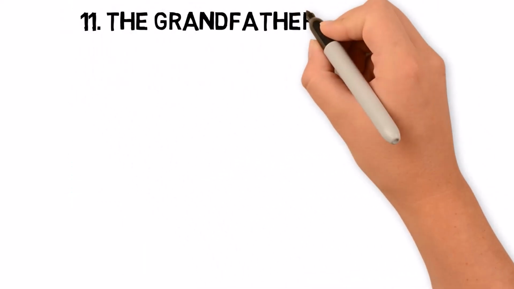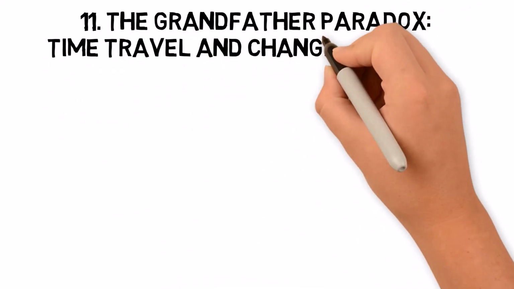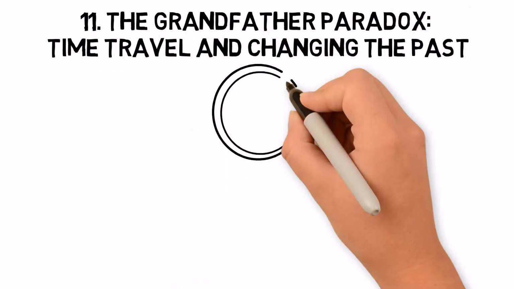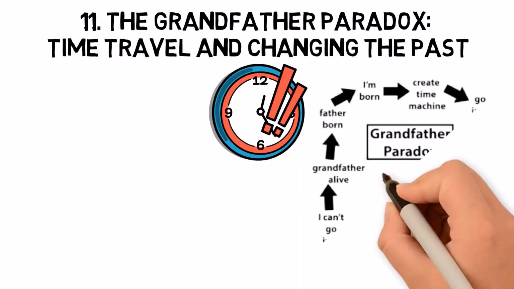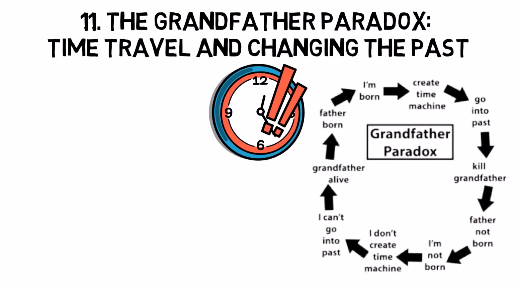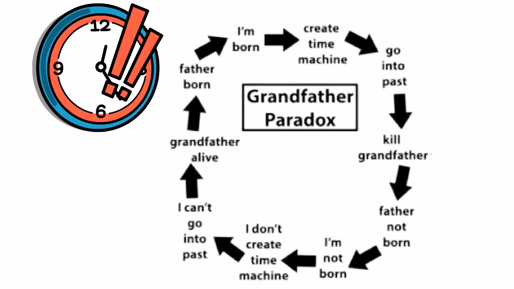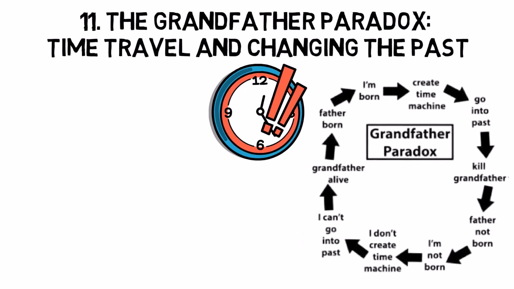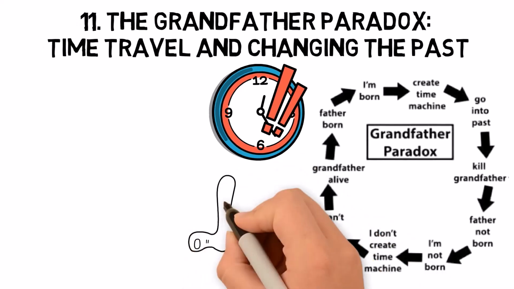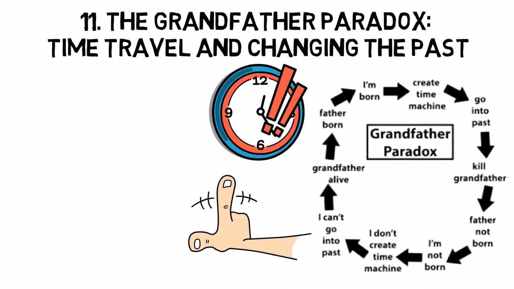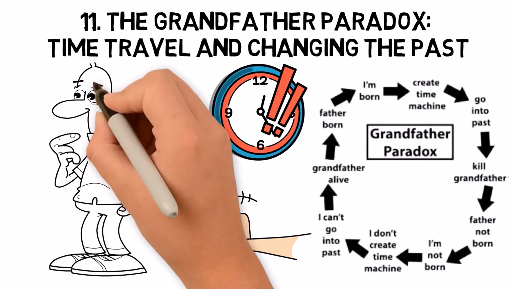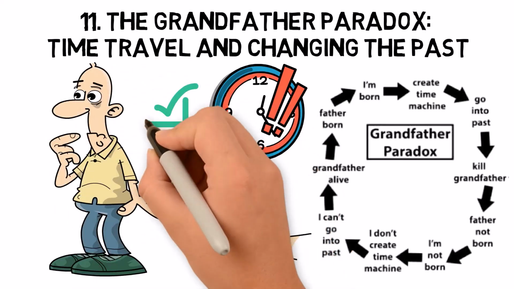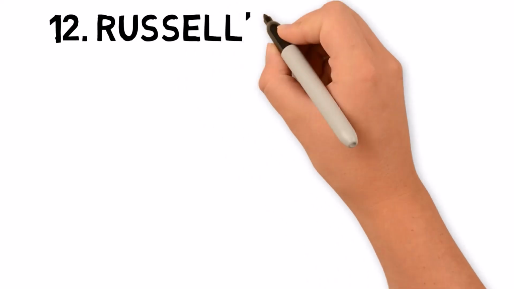11. The Grandfather Paradox. Time travel and changing the past. The Grandfather Paradox is another time travel paradox. It asks what would happen if you traveled back in time and killed your grandfather before your parent was born. If you succeed, you wouldn't be born, but then you couldn't go back in time to kill your grandfather. This creates a contradiction because your actions would prevent you from existing in the first place. This paradox highlights the difficulties with time travel and how it could lead to impossible situations if changing the past is allowed.